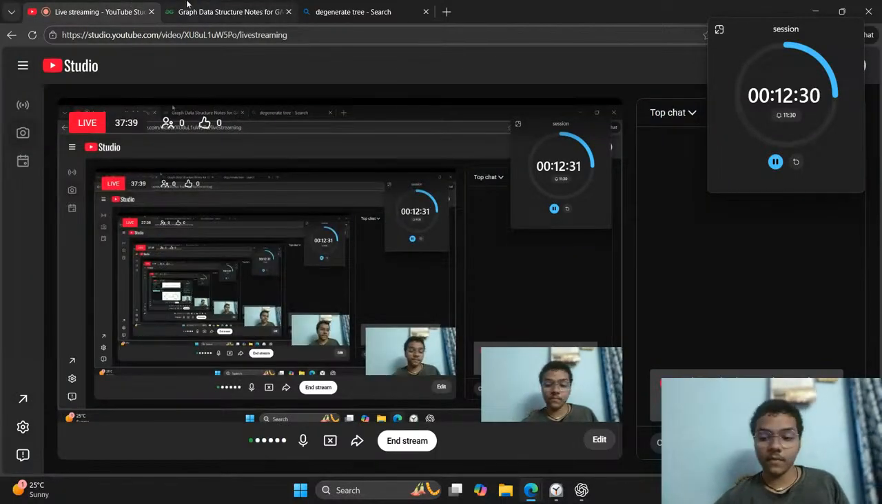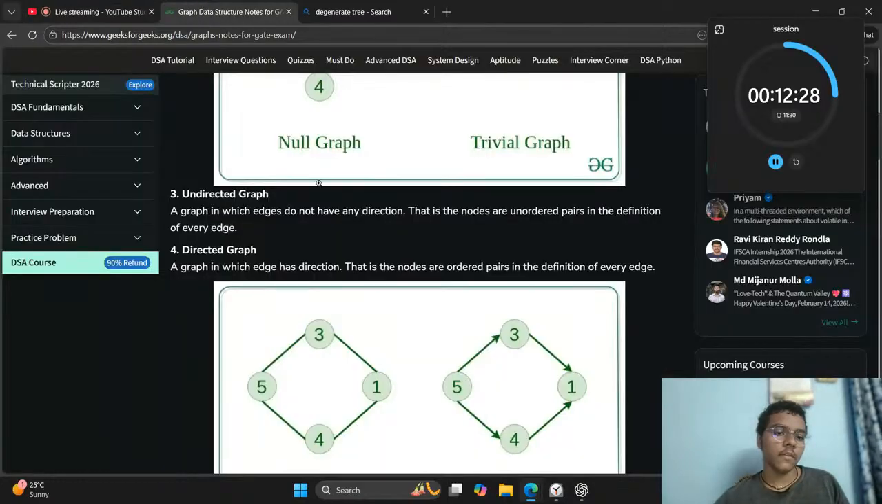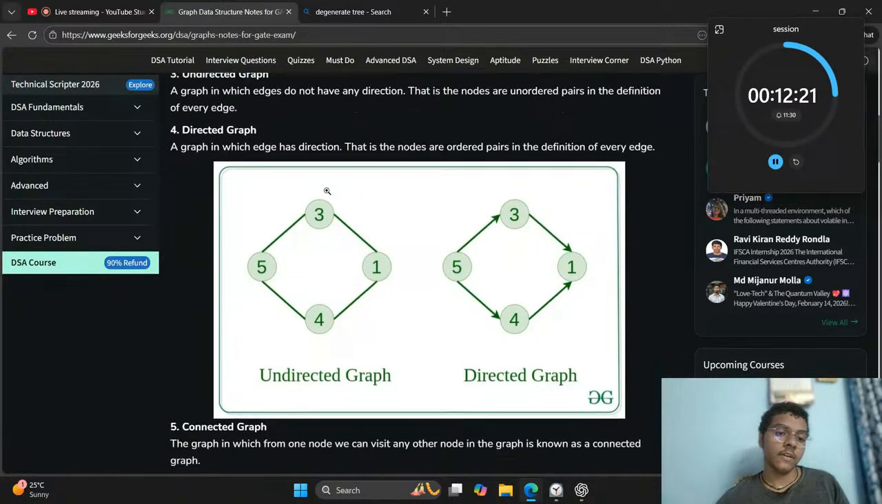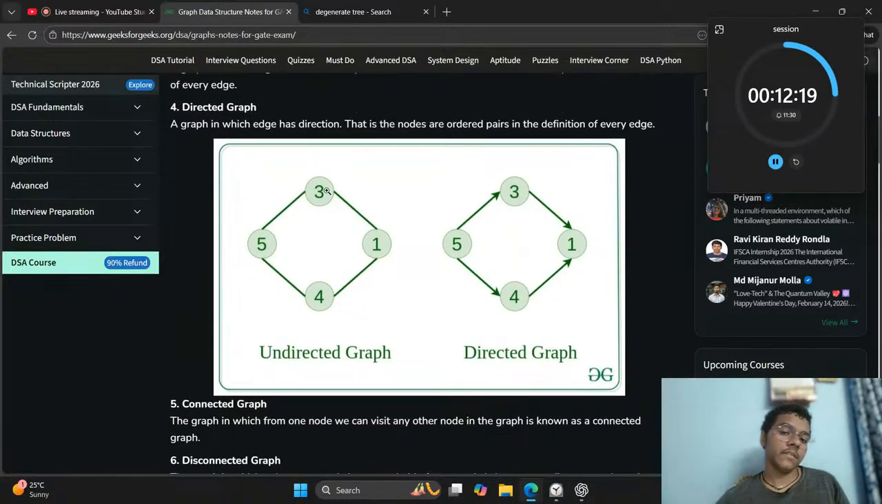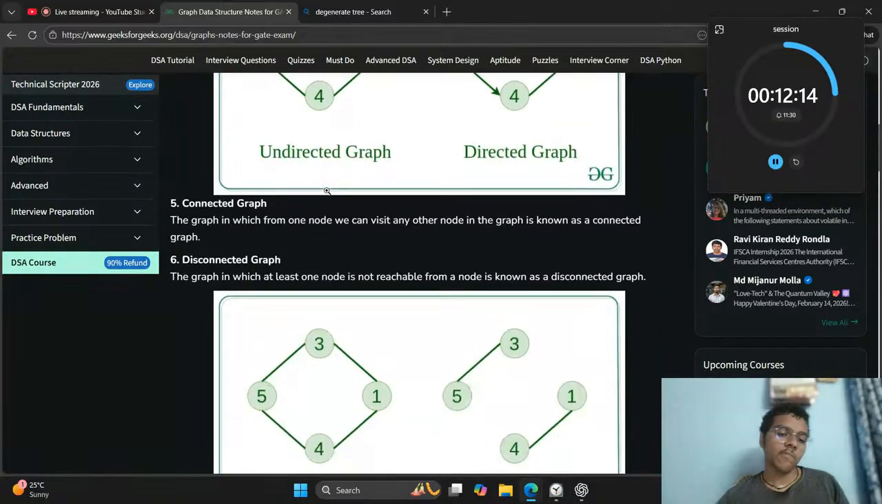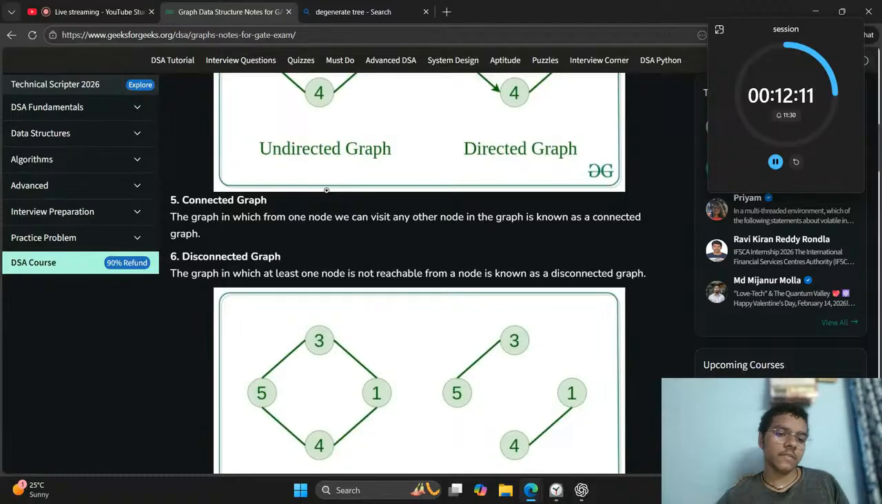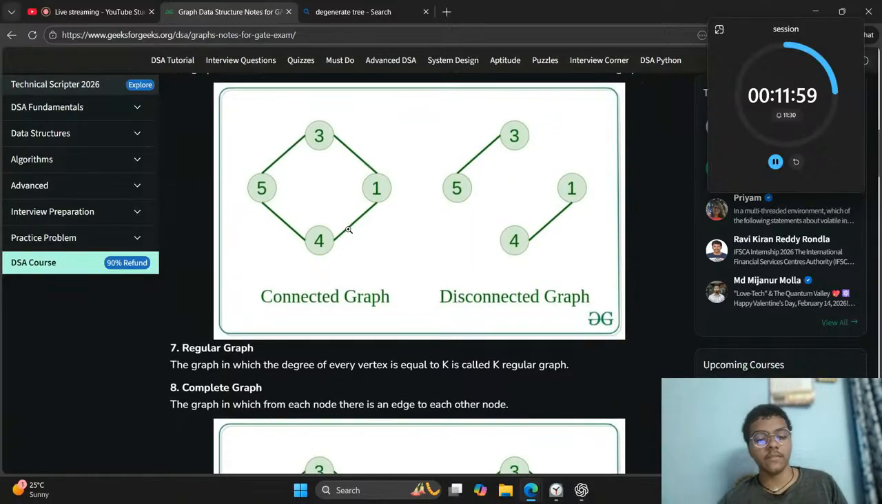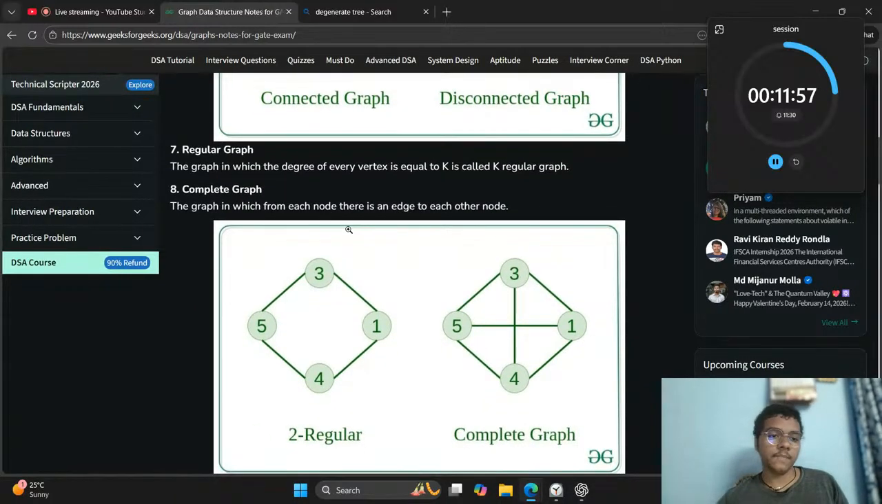Undirected graph. A graph in which edges do not have any direction, that is, nodes are unordered pairs in the definition of every edge. Directed graph. A graph in which edges have direction, that is, nodes are ordered pairs in the definition of every edge. Connected graph. A graph in which from one node we can visit any other node in the graph is known as a connected graph. The graph in which at least one node is not reachable from a node is known as a disconnected graph.